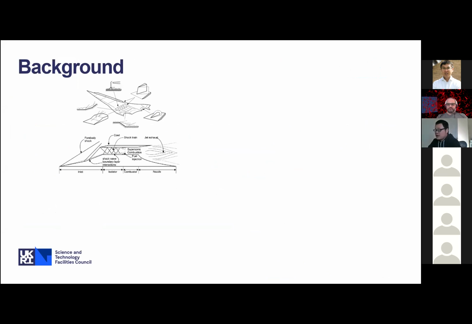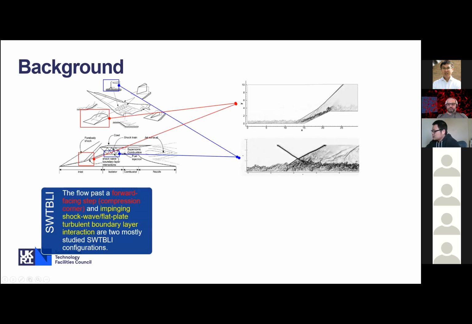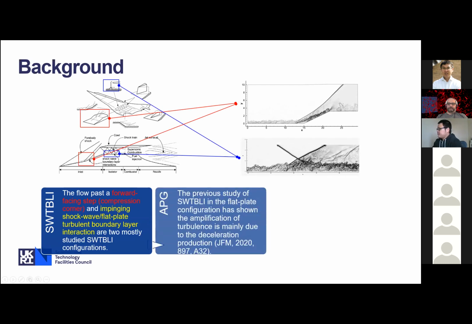For some background, as we know, shockwave boundary layer interaction is a main flow characteristic in hypersonic flight and propulsion systems, with all types of shockwave boundary layer interaction. Among them, I think the two most studied or most important ones are the impinging shockwave reflective boundary layer interaction and the compression ramp, or the supersonic flow past a forward-facing step.